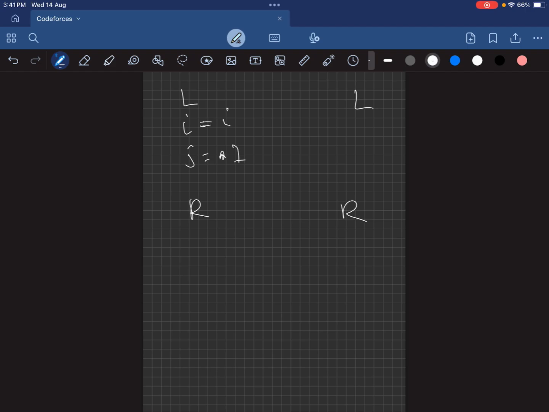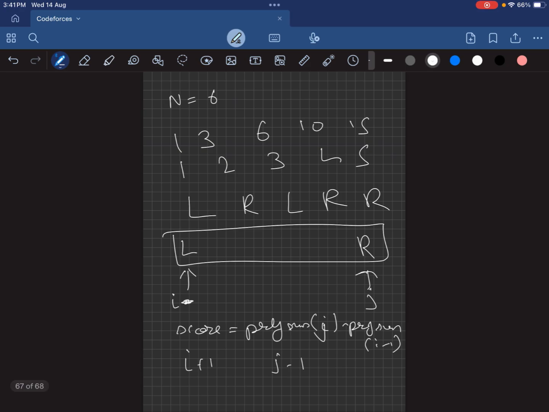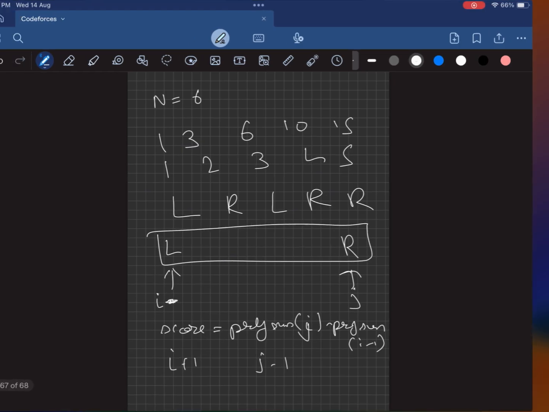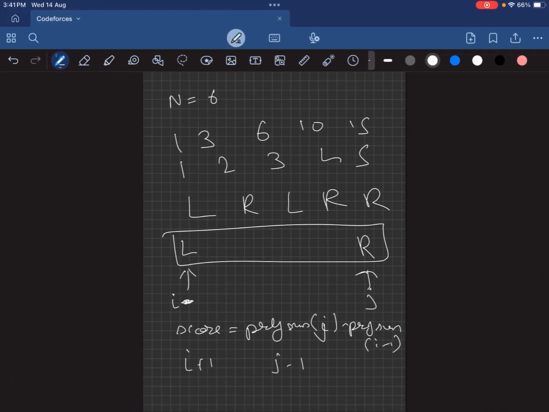If we come across R and R, then we increase I by 1 and keep J as it is. And if we ever come across R and L, then we increase I by 1 and decrease J by 1. Both will do. And what is the stopping condition? The stopping condition will occur when J is less than I. So we follow this procedure, and after doing this, whatever score we get will be our answer.